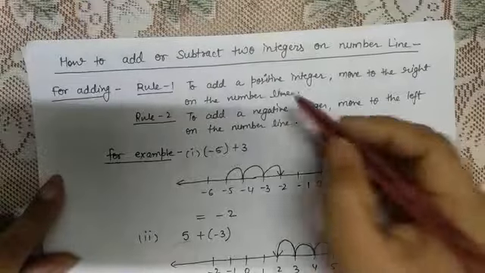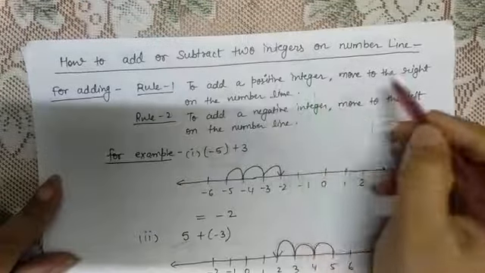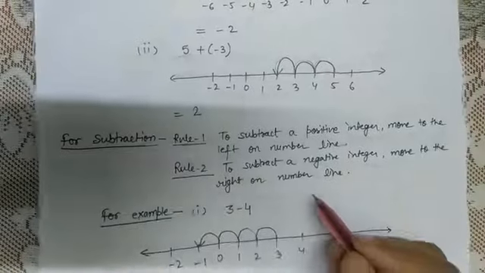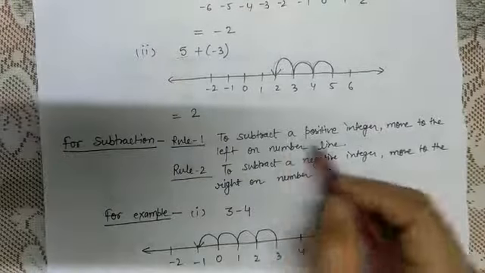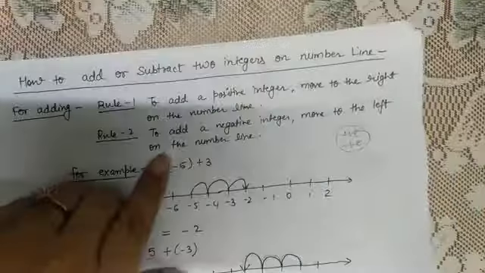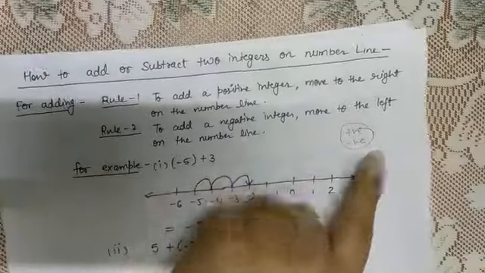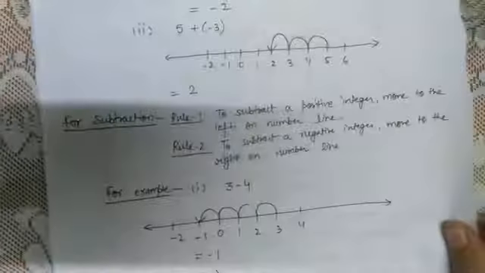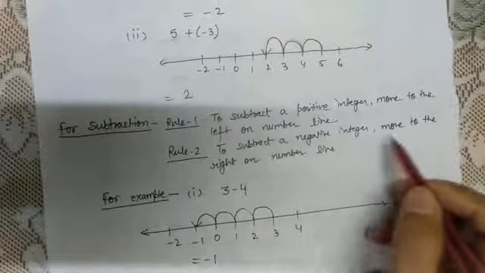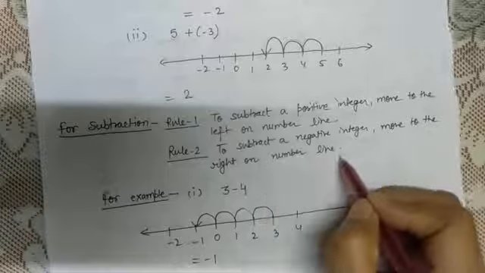What is the rule for subtraction? It is the same as the addition which we have studied. When we have to add a positive integer, we move to the right side. In the subtraction, we have to do just the opposite. To subtract a positive integer, we have to move to the left on the number line. And in the addition we did, when we have a negative integer, we have to move to the left on the number line. Now in the subtraction, to subtract a negative integer, we have to move to the right of the number line.